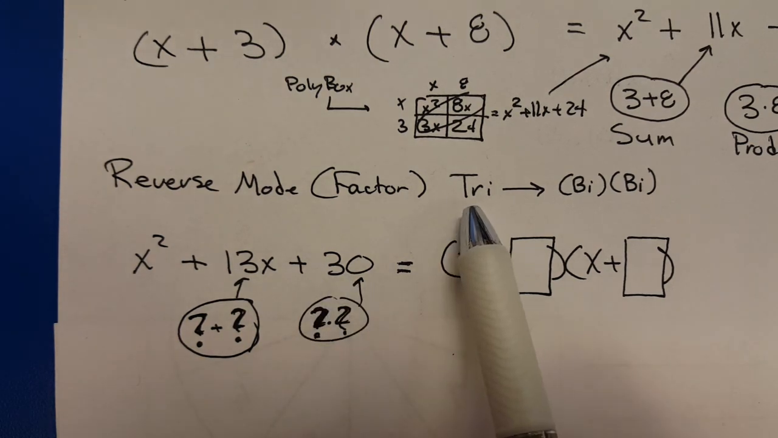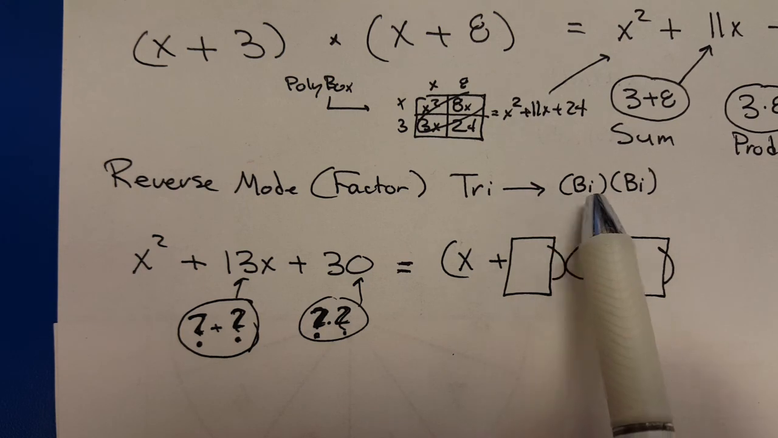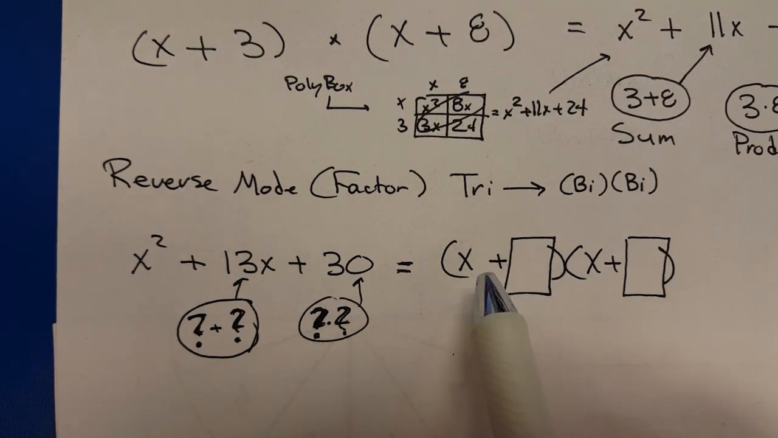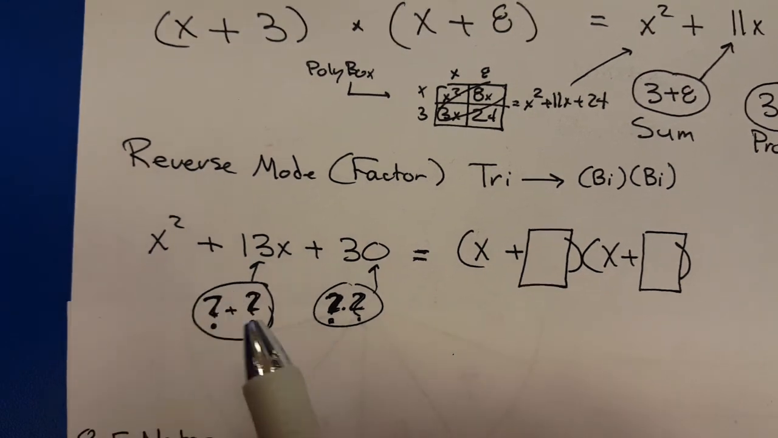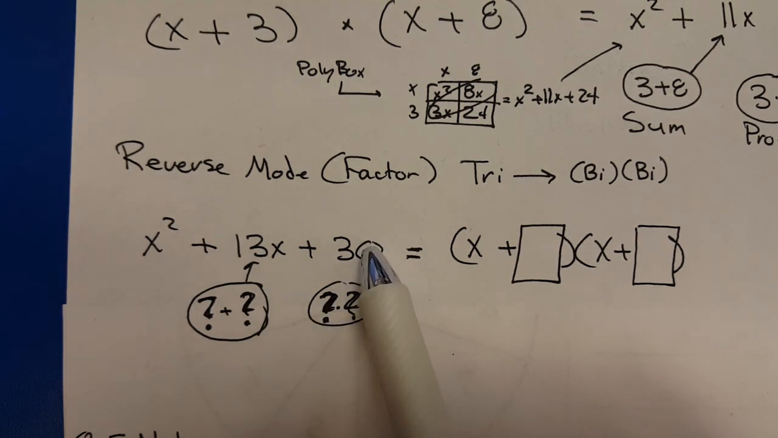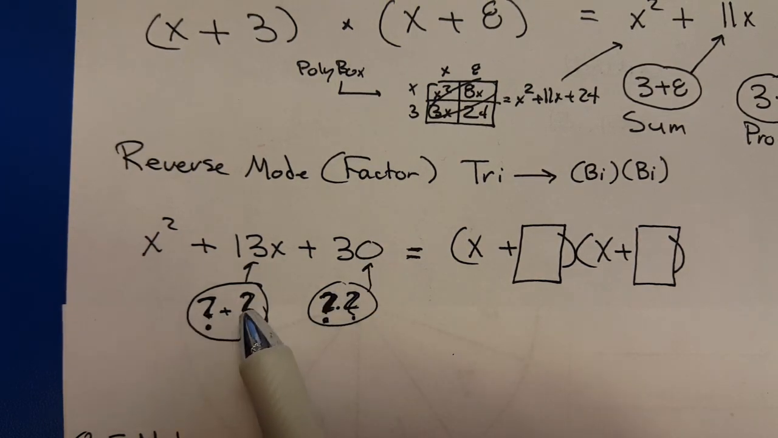So we have a trinomial. We're trying to turn it back into two binomials. So it's basically going to look like this: x plus something, x plus something. We'll talk more about different combinations of positives and negatives. But for right now, here's the question you need to ask yourselves. There are two numbers that multiply to 30. Those same two numbers also add to 13. So I try to start off with some easier numbers here.